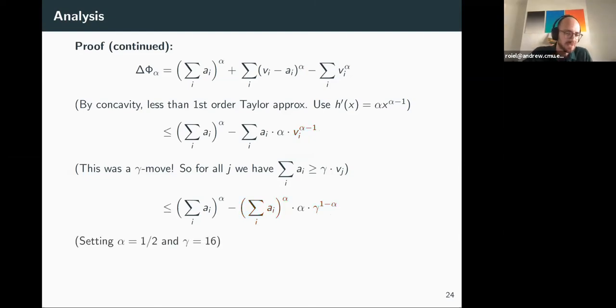From here, it's just a matter of setting parameters. If you set alpha to be 1/2 and gamma to be 16, this term is actually a constant, it's just 2. 1 minus 2 is -1. And the last thing you need is that this function was integer valued, and so the sum over i of a_i, which is just the height of U, is an integer, and it's non-zero. And that's the entire proof.